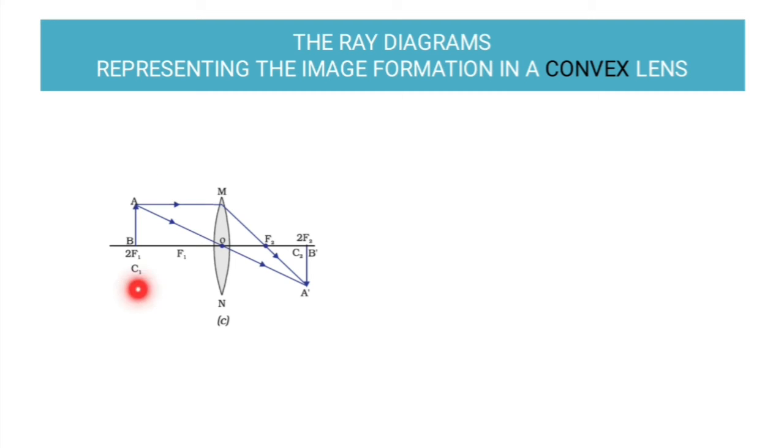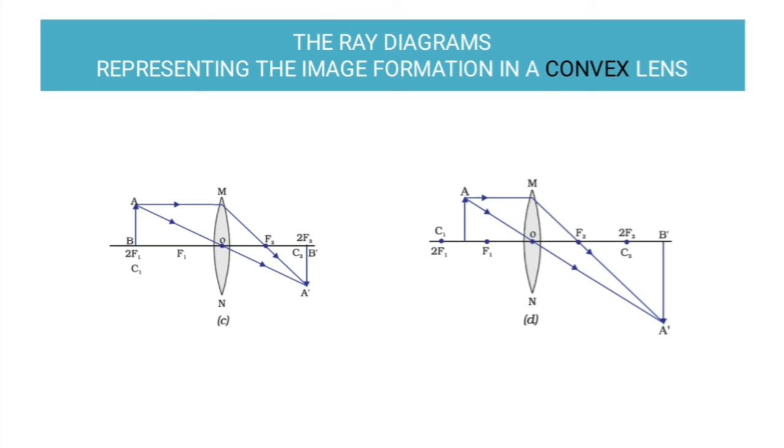Then there is case number C, where the object is brought closer. It is kept at 2f1. So if the object is at 2f1, the image will be at 2f2 on the other side of the lens. It will be of the same size. The only difference is it will be an inverted image of the object. Then if you bring it even closer, suppose it is between f1 and 2f1, then the image will be found beyond 2f2, beyond the center of curvature.